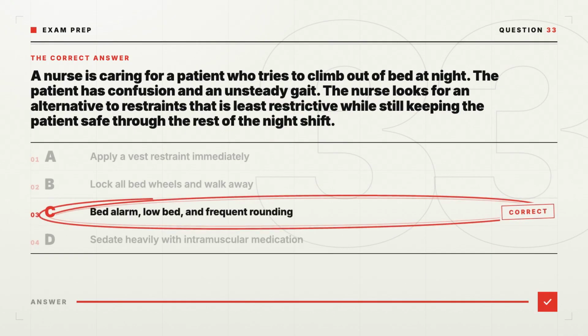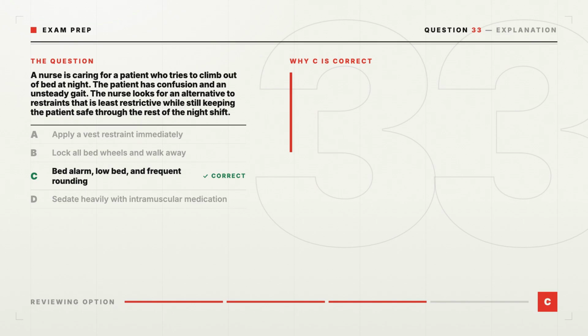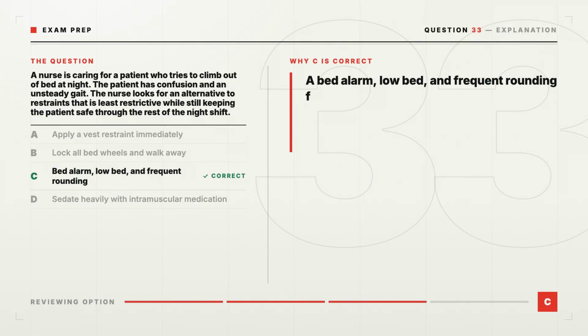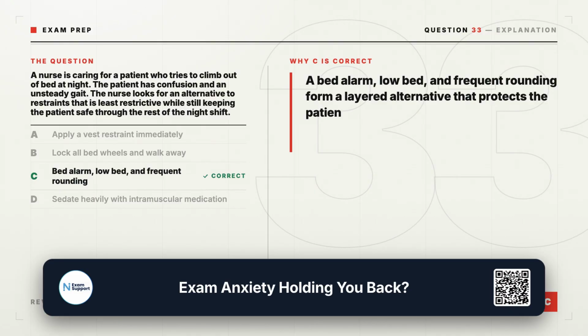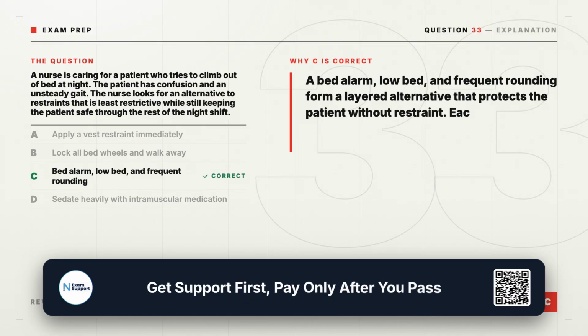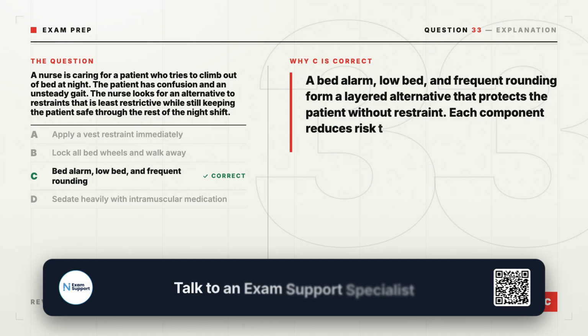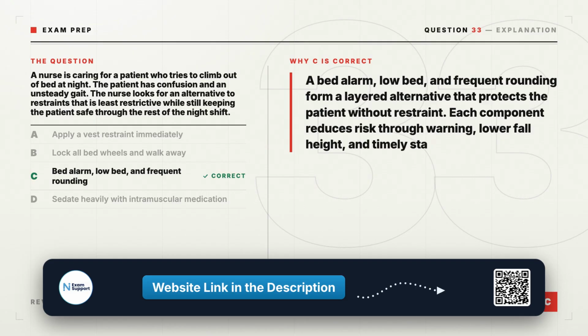The correct answer is C. Bed alarm, low bed and frequent rounding. C is correct because a bed alarm, low bed and frequent rounding form a layered alternative that protects the patient without restraint. Each component reduces risk through warning, lower fall height, and timely staff response throughout the shift.